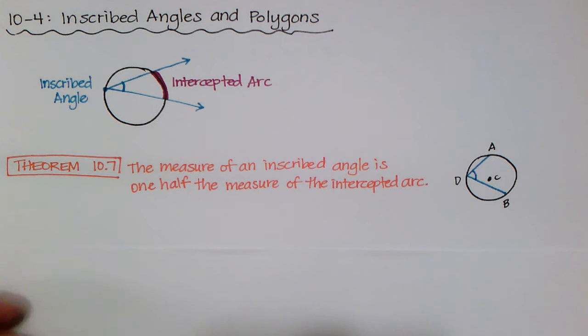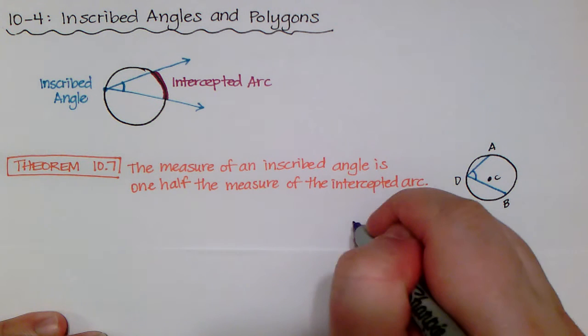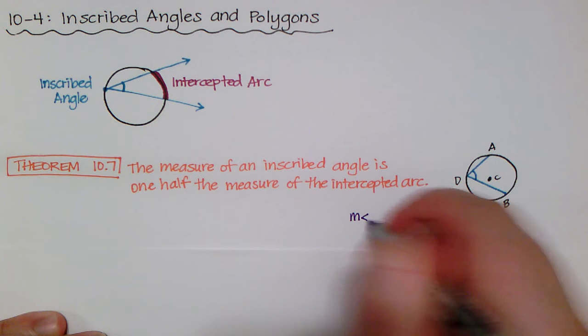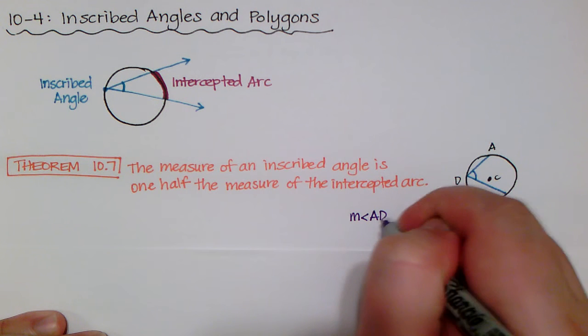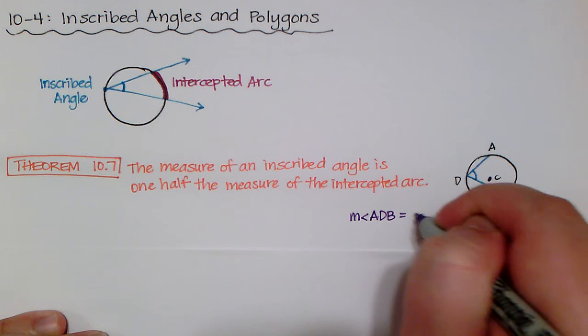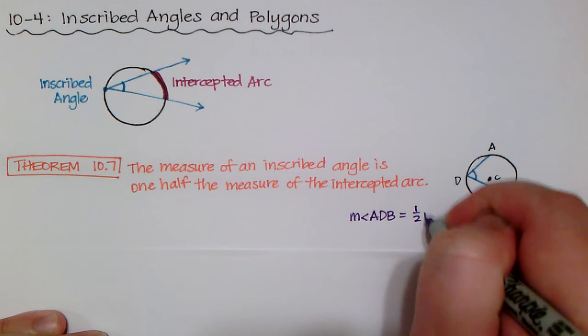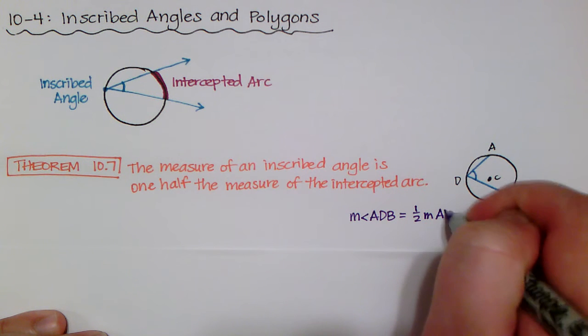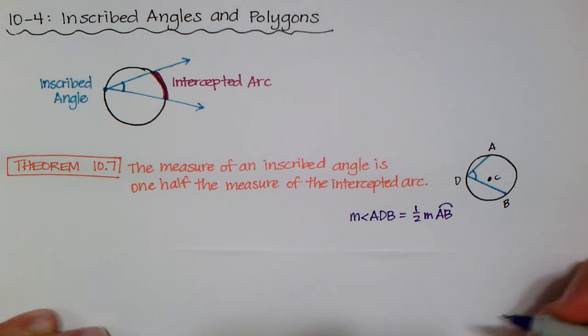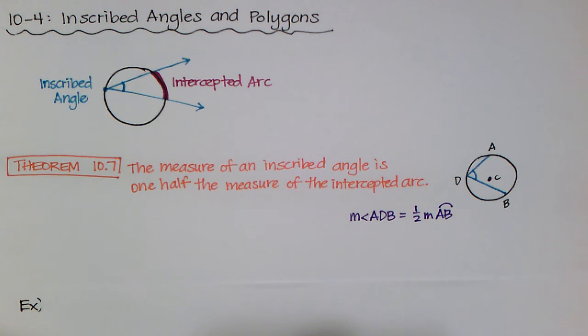So that means that if I can find the measure of either one of those, either the arc or the angle, then I can find the other. So let's write this down: the measure of angle ADB is 1/2 the measure of the arc AB. Okay, so why don't we go ahead and do an example related to this.